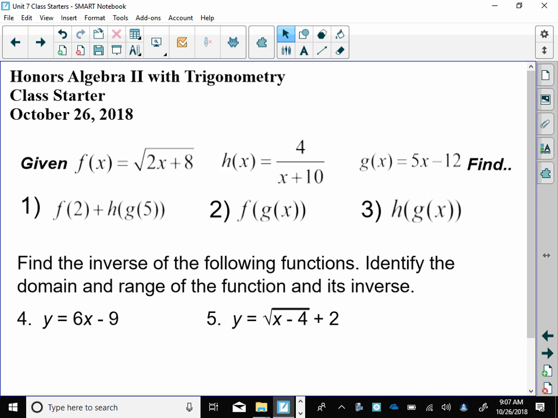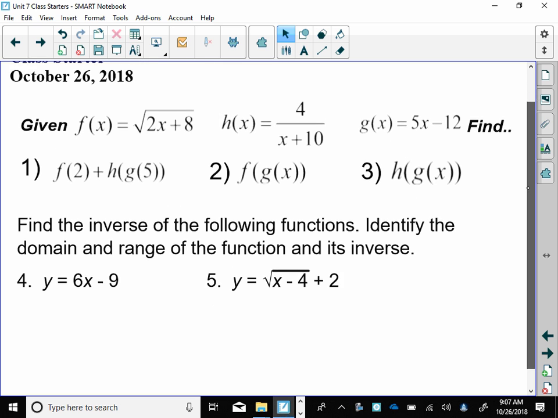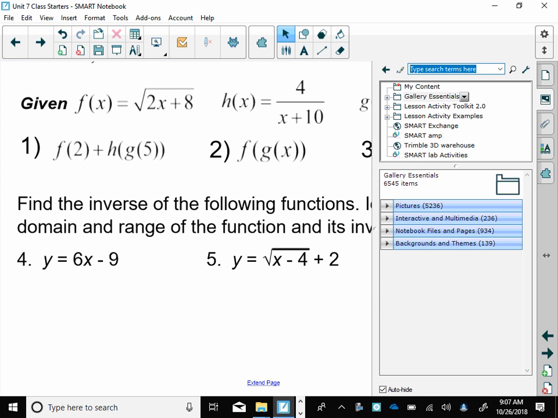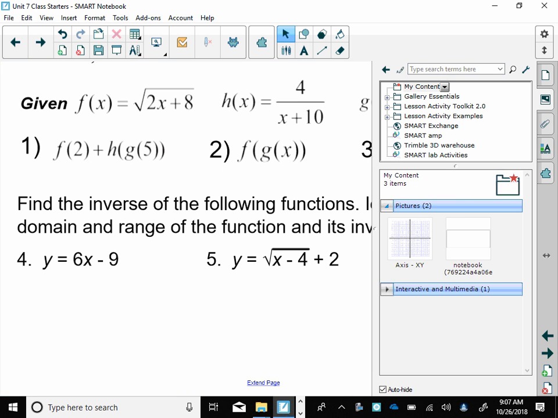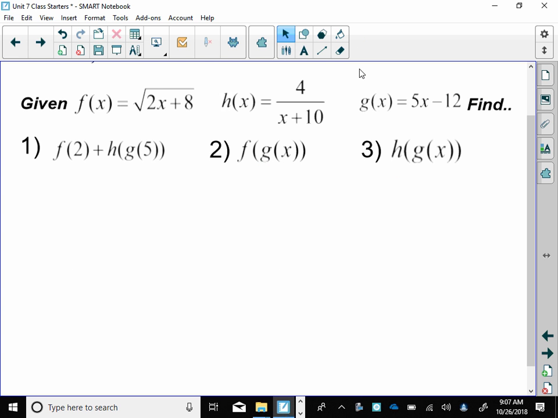All right, so looking at this class starter, yesterday what we focused on was function compositions. Really wasn't all that new to us, but then we also looked at inverses, and that was kind of a new concept. So on Monday, you're going to have a quiz on compositions and on inverses, okay? So let's kind of be prepared for that. And this assignment, along with your homework the other day, or last night, will definitely help you with it.